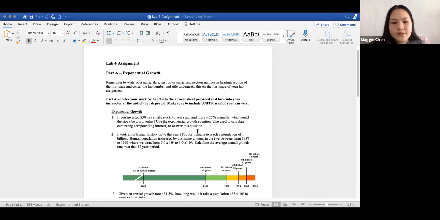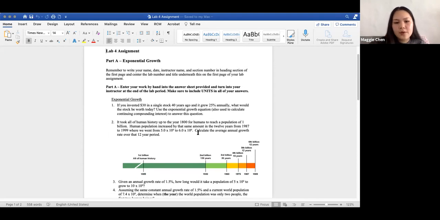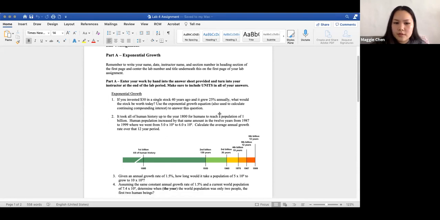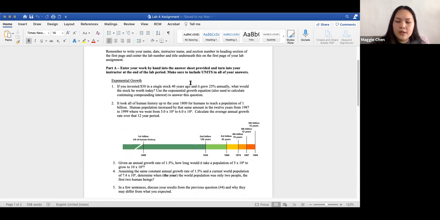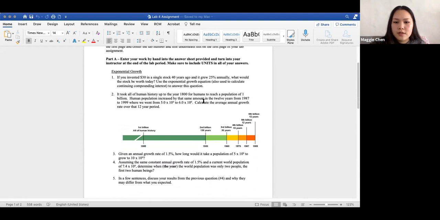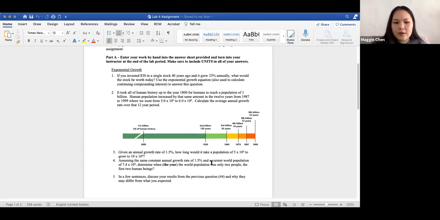I'm going to put you in breakout rooms, and using the equations that we went over, you're going to look at exponential growth in terms of what it would look like in the stock market. And then you're going to look at human history moving forward, and using the different equations, look for annual growth rate. Given the annual growth rate, you're looking at the time that it would take for a population to grow. So for question 3, you would be using your doubling time equation, because your population, your N naught of 5 times 10 to the 9 people, doubled when it got up to 10 times 10 to the 9 people.